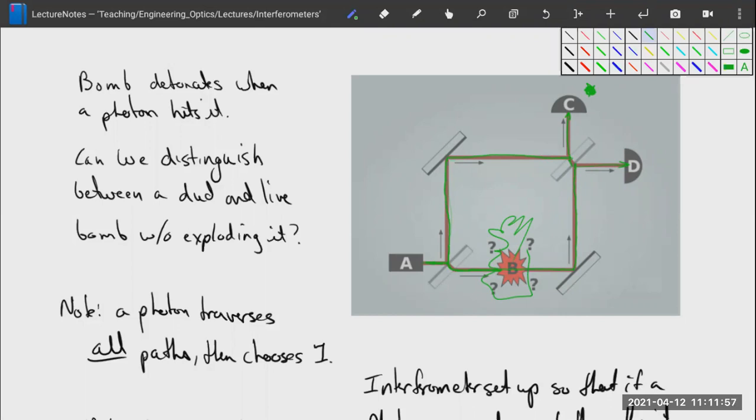Another option is that the photon passes the top path, and then it gets to this beam splitter here. And remember, these beam splitters mean it has a 50-50 chance of going either way, to the top or to the right. So if it goes to the top, we get a flash, and we can't tell the difference between that flash and the flash we got if the bomb was a dud, right? However, if the photon travels through the beam splitter and we get a flash at D, we know that the bomb is live. It's an unambiguous example.